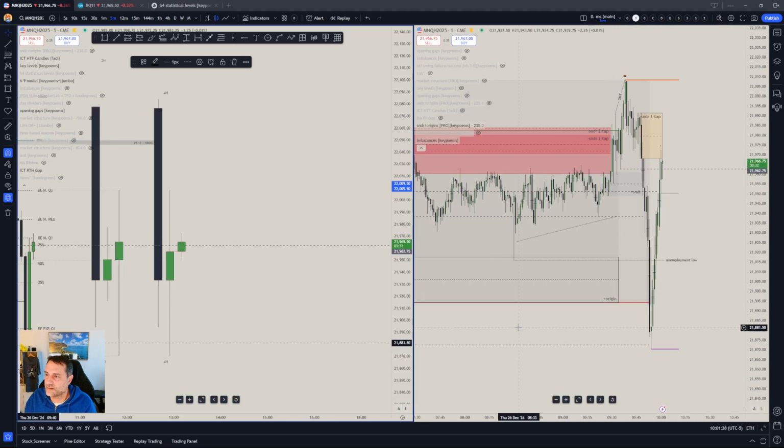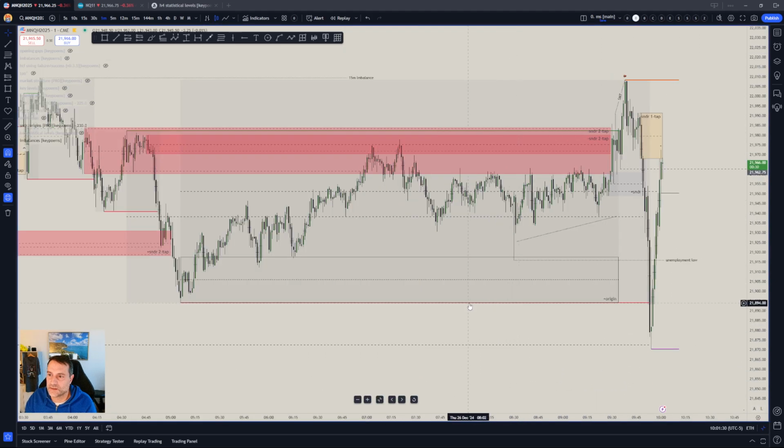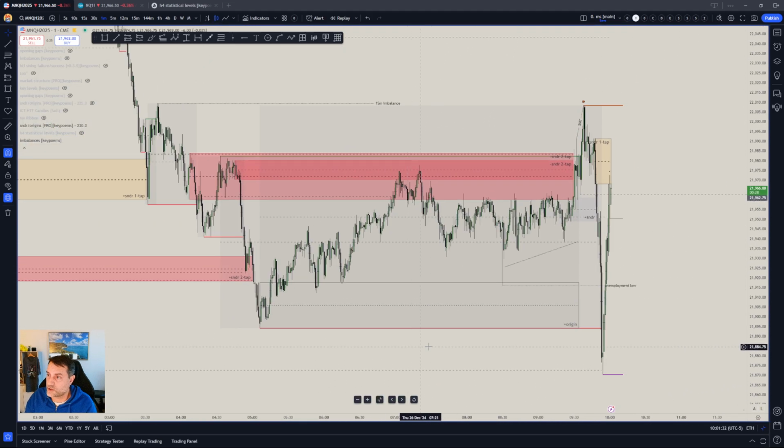And in detail, here you see the market structure and stuff done by my indicator.